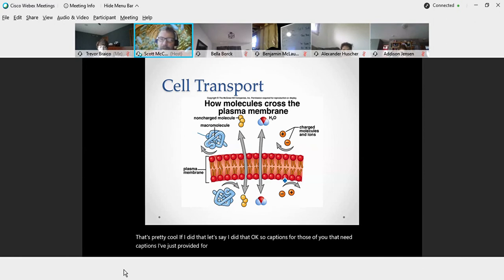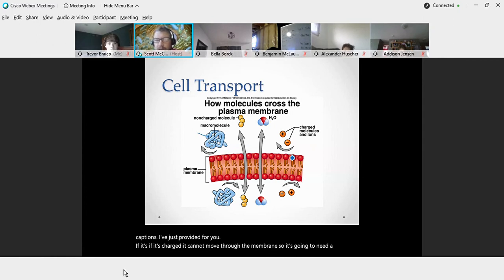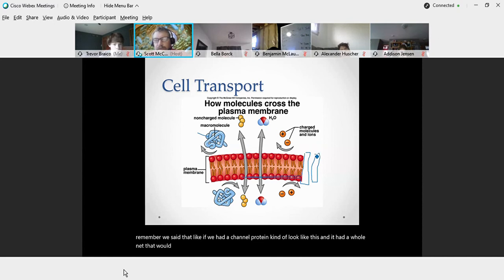If it's charged, it cannot move through the membrane, so it's going to need a channel. So remember we said that if we had a channel protein that looked kind of like this and it had a hole in it, that would be for cystic fibrosis. So let's say chloride could kind of move through that without going through the membrane. Okay.